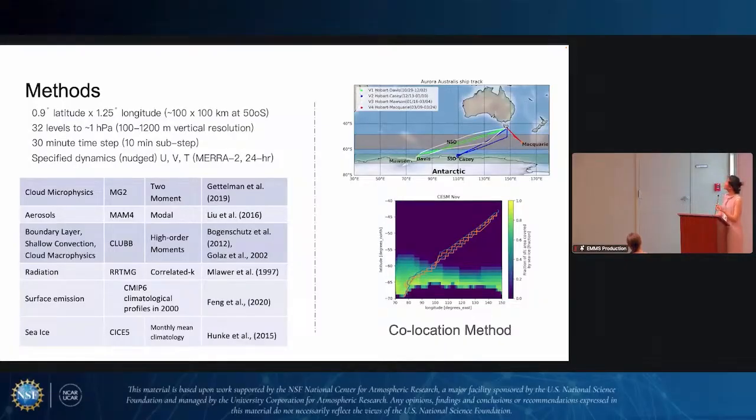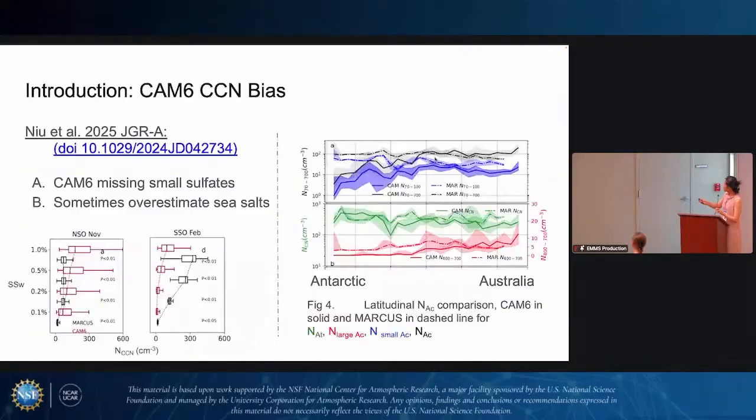So Christina and I did this nudged simulation, with schemes on the left and the collocation method on the right, to check the clouds over the Southern Ocean: the North Southern Ocean, the South and South Southern Ocean, and over different regions in different months. Christina and I published a paper in 2025 talking about this.